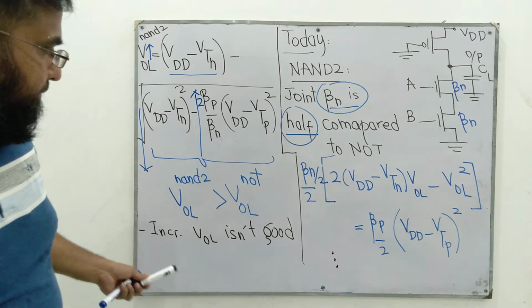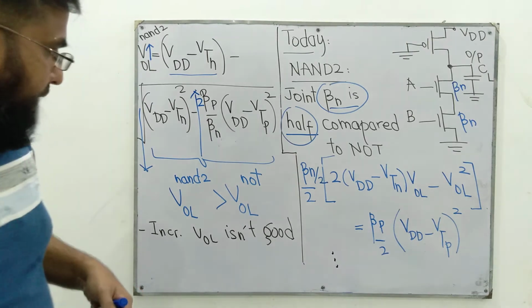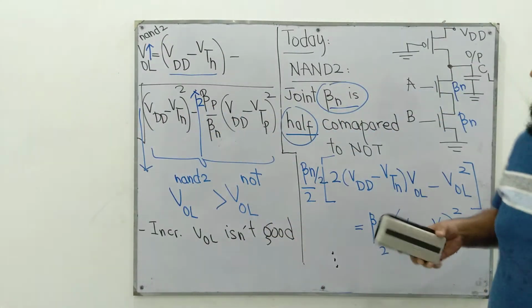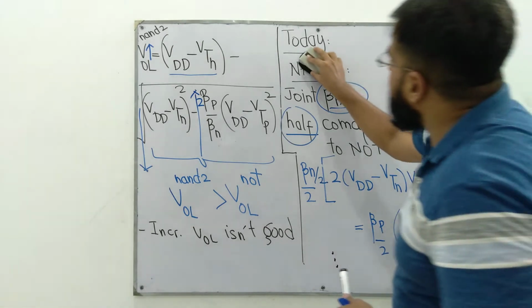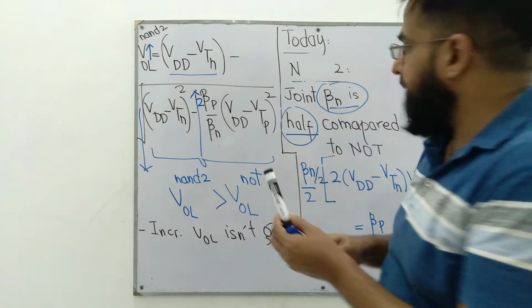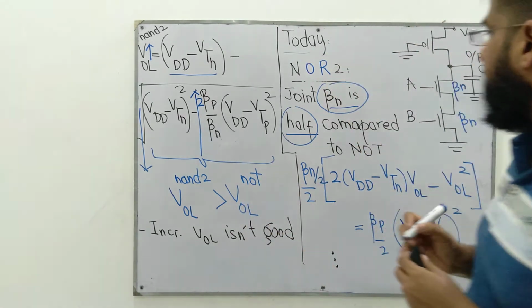So for this circuit we have an increased VOL compared to the VOL that we had in case of a NOT, which is not good. Right, let's move on to the other circuit that we have planned for today, which is the pseudo NMOS NOR2.